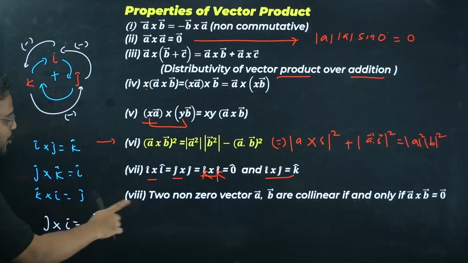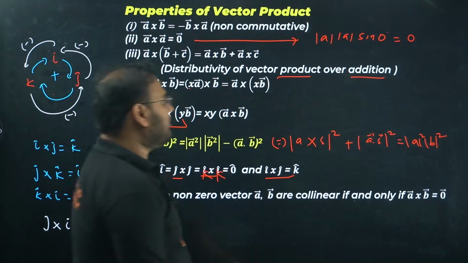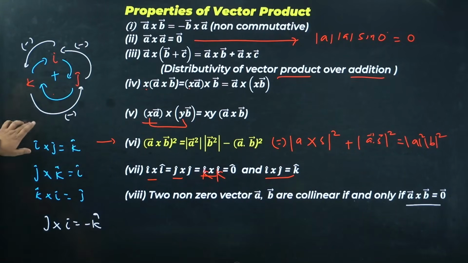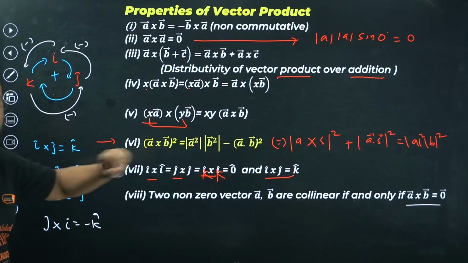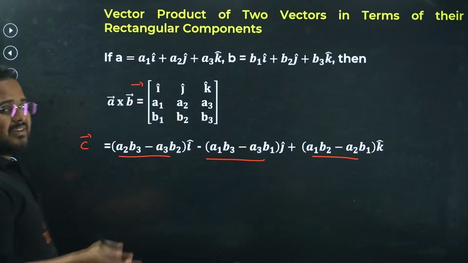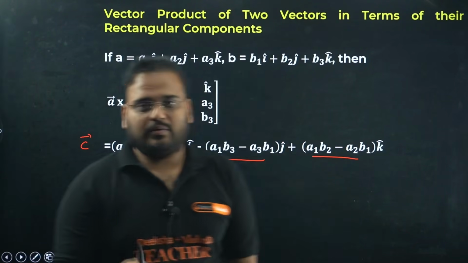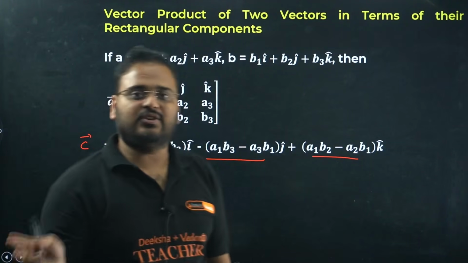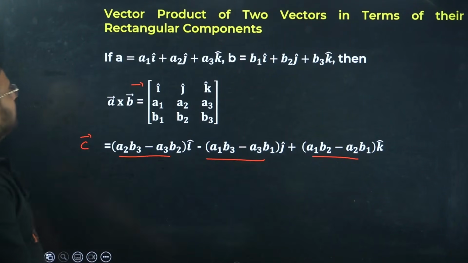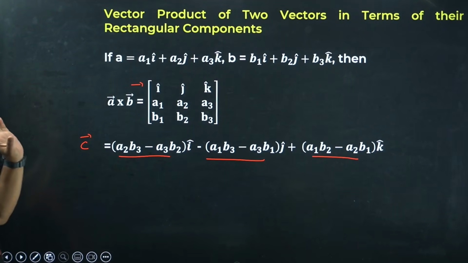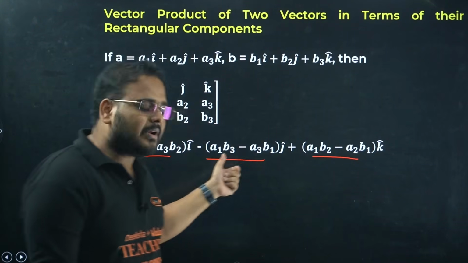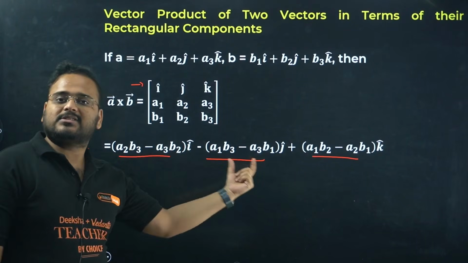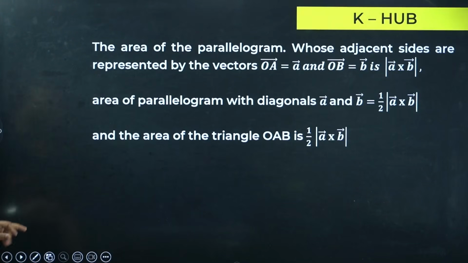Two non-zero vectors A, B are collinear if and only if A cross B is 0. Okay, moving on. Because sin theta will be 0 over there. Because sin pi is also 0 and sin 0 is also 0. Sin n pi is 0 and sin 0 is also 0 for any integer n. This is how you find the vector product in terms of components. If you need to find the magnitude of the result, you have to take the square of these values and take the root.